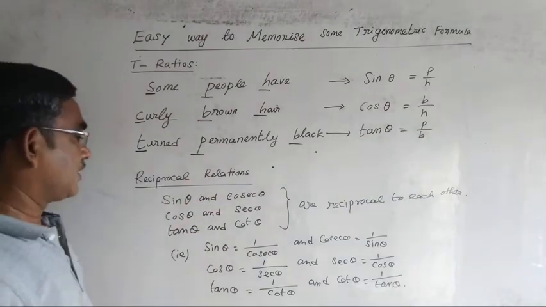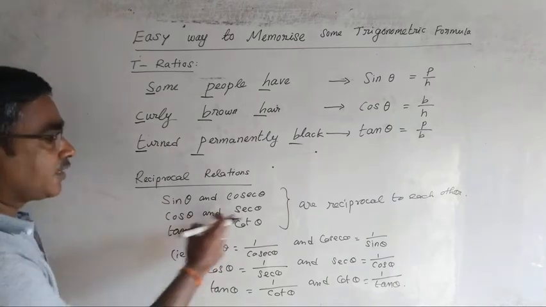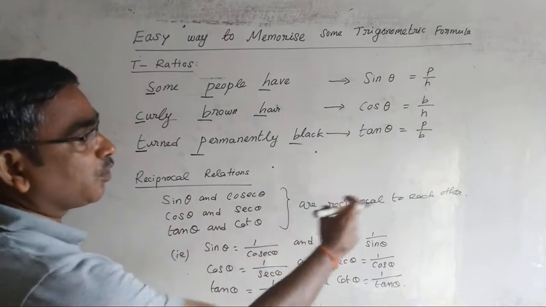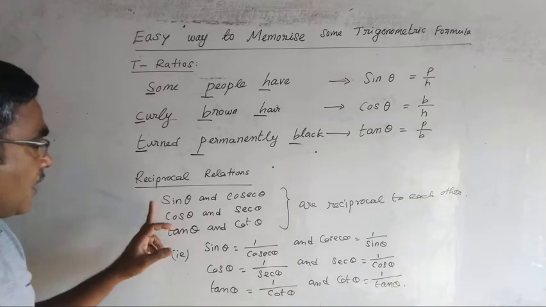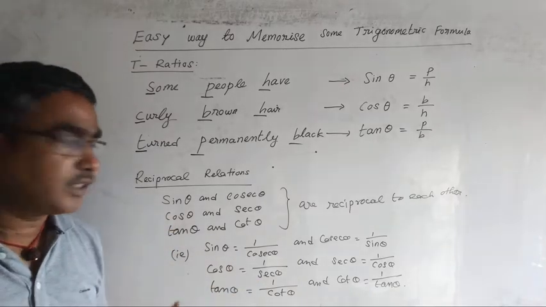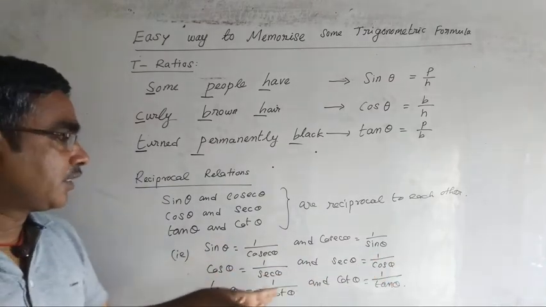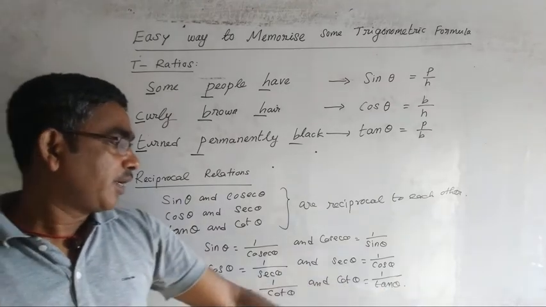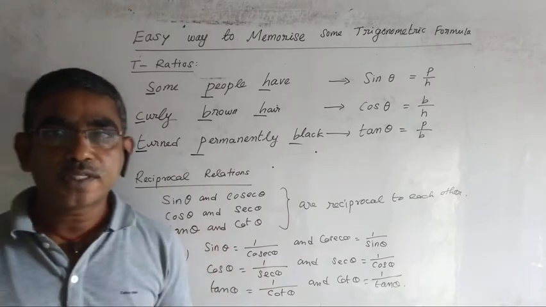Now reciprocal functions. Sin theta and cosec theta are reciprocal. Cos theta and sec theta are reciprocal. Tan theta and cot theta are reciprocal to each other. That is, sin theta is equal to 1 by cosec theta, cosec theta is equal to 1 by sin theta. Cos theta is 1 by sec theta, sec theta is 1 by cos theta. And tan theta is 1 by cot theta, the same way cot theta is 1 by tan theta. These are reciprocal functions. We'll go to the second part.